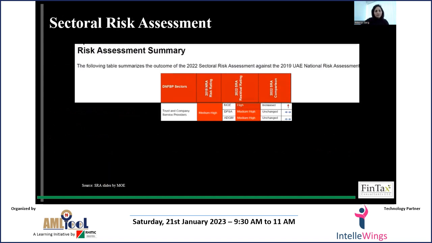Moving on, this is an interesting part which the Ministry of Economy had taken up in their sectoral risk assessment. So specifically related to the national risk assessment, if we see the 2019 rating, it was medium to high, and then they shifted the rating to high. The monitoring of TCSPs has increased, as given by the supervisory subcommittee. Now, why has that happened?